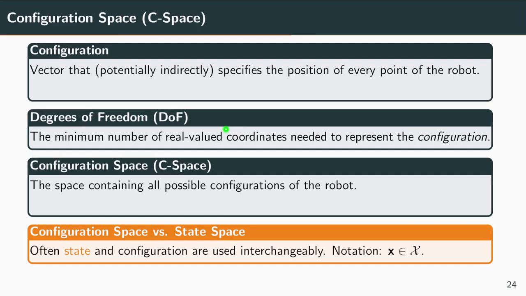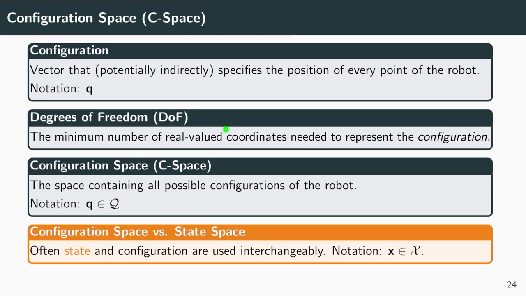And then the configuration space is just containing all the configurations that the robot might have. Typically, instead of configuration space, we also sometimes say state space, and we sometimes say state instead of configuration. Maybe the notation helps before we start with an example. The configuration, we call Q, or if it's a state, X.